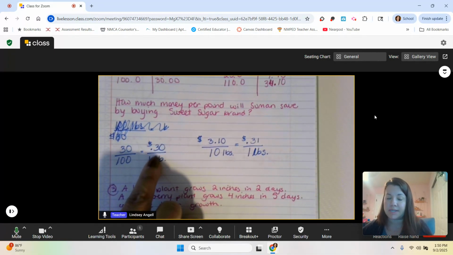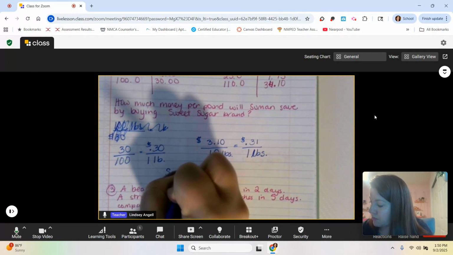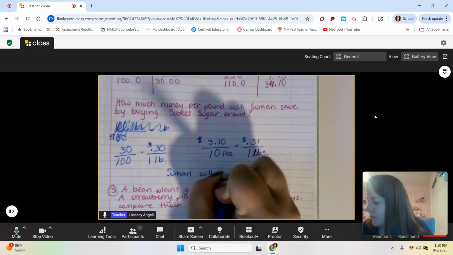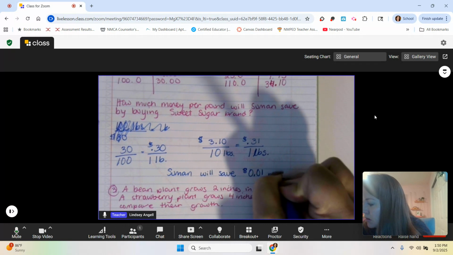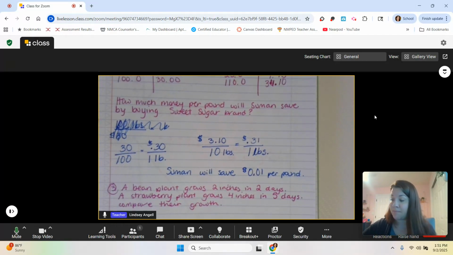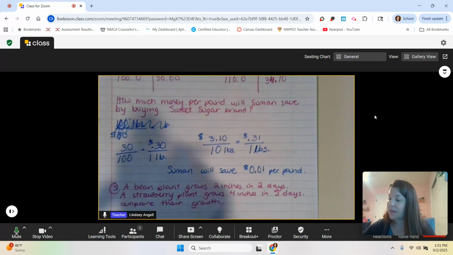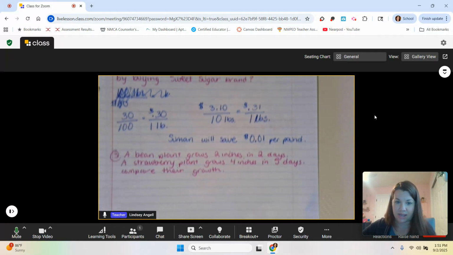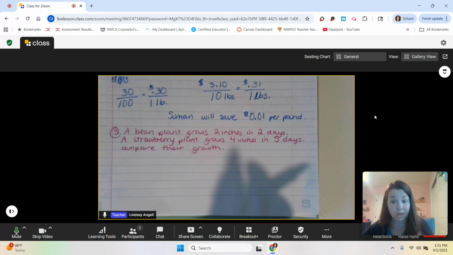It's 30 cents per pound. This is 31, right? So Suman will save 1 cent per pound. Okay? 1 cent per pound of sugar by going with Sweet Sugar brand instead of Super Sugar. Okay? So it's all about getting this proportion set up correctly so that way you can get to your answer, which obviously Miss Angel messed up, and that's okay, right? We can make those corrections, especially when we catch our mistakes.